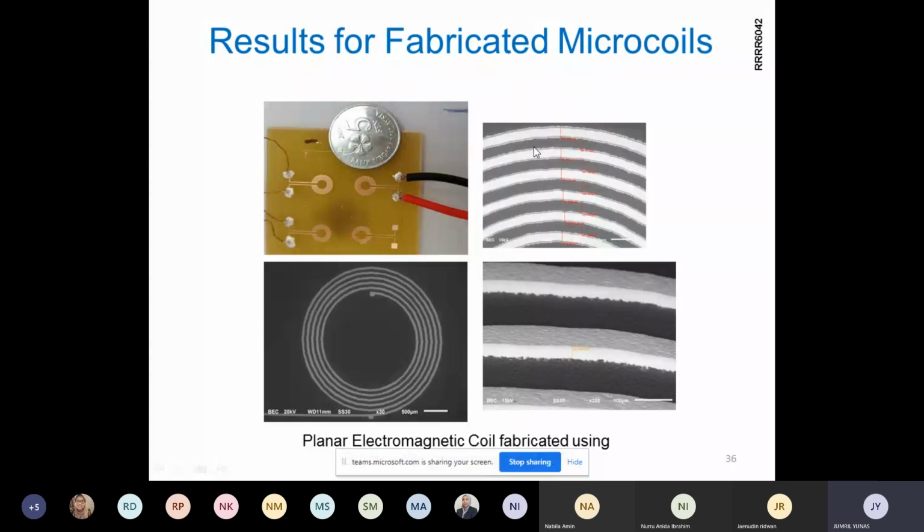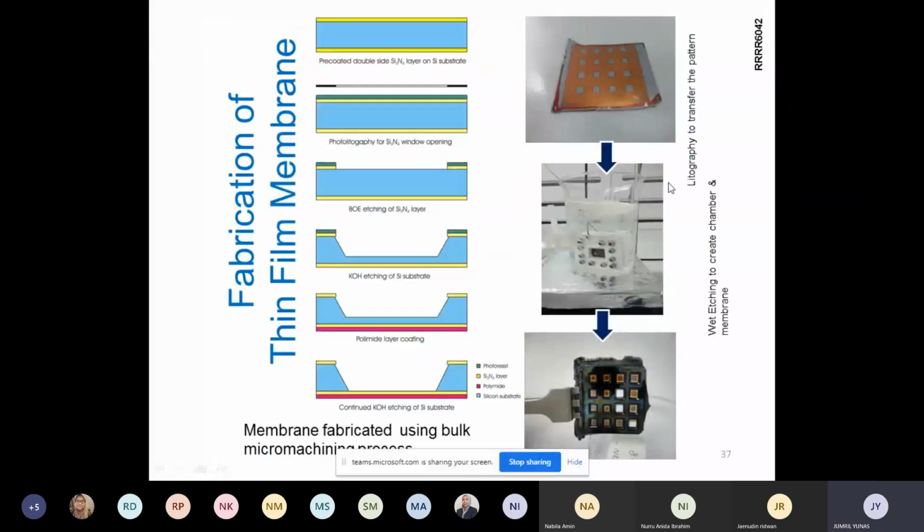We can observe also the size and the distance, so we can analyze how high the error is, or sometimes the metal trace will be smaller than our design. That was the planar coil fabrication.